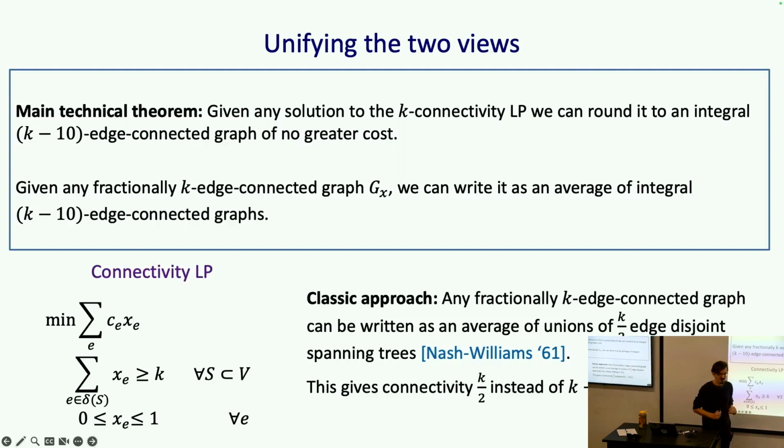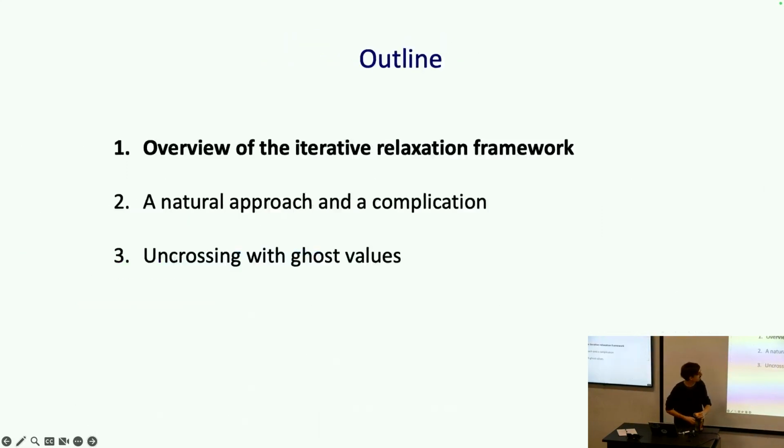But you can pretty easily see that you cannot do this. If you have a k-regular k-edge connected graph with n vertices, it's going to have kn over 2 edges. But every spanning tree has around n edges. So you can't hope to pack more than k over 2 edge disjoint spanning trees in these averages. So we're going to have to do something different. And that's what the rest of the talk is about. How do we prove this theorem?